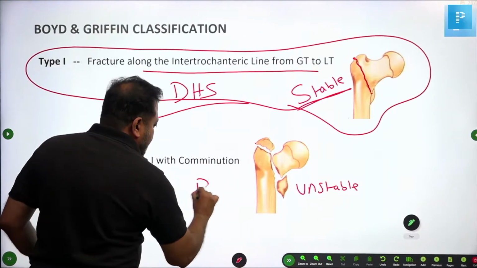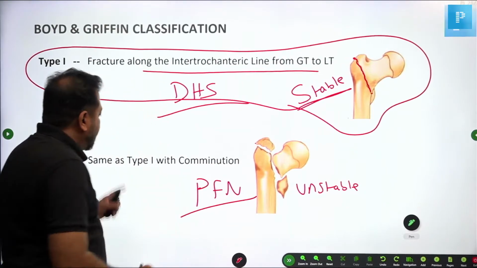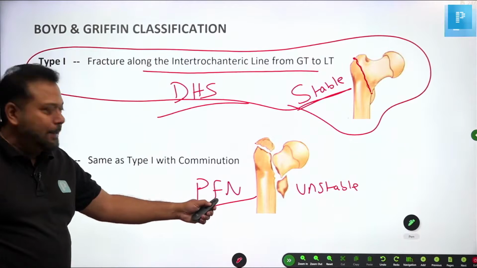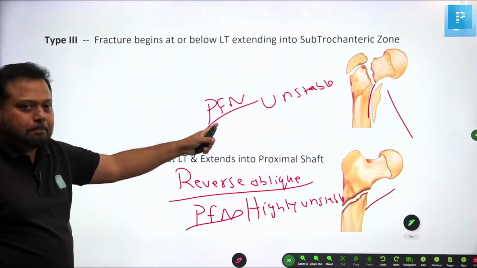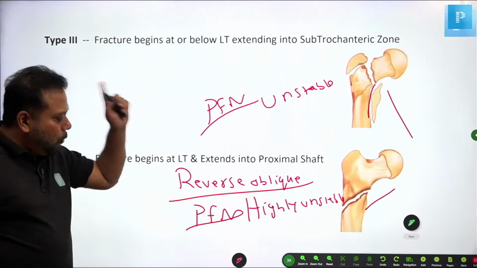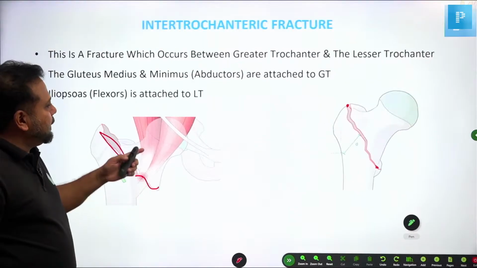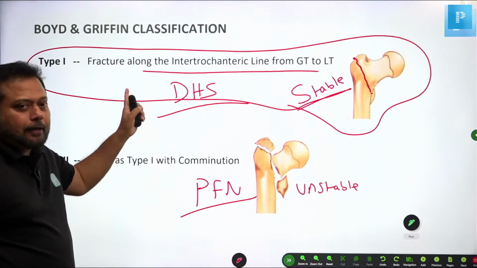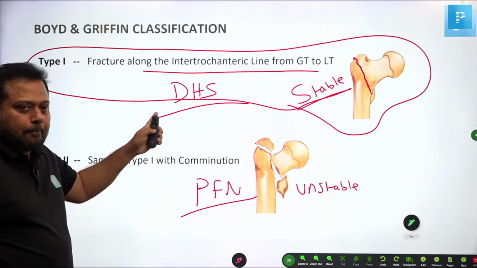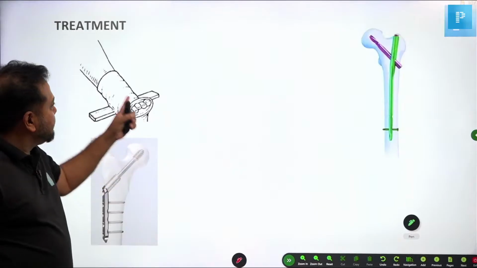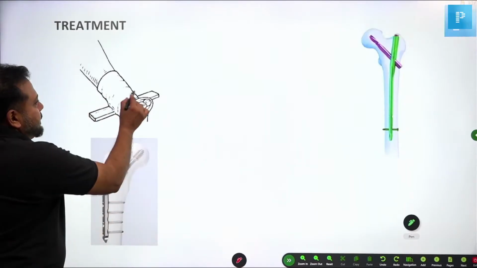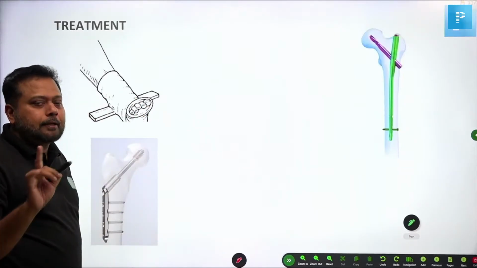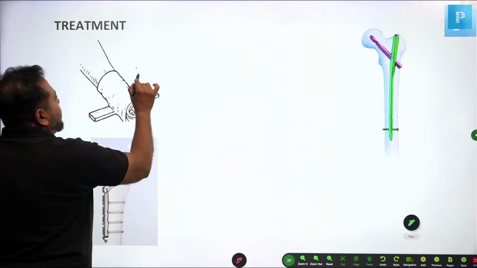So for this type, best management is PFN. For this type, best is PFN. For this type, again, only PFN. The DHS is the best treatment for type 1. Now you see, traction and boot is not the correct word. It is correctly called derotation boot.